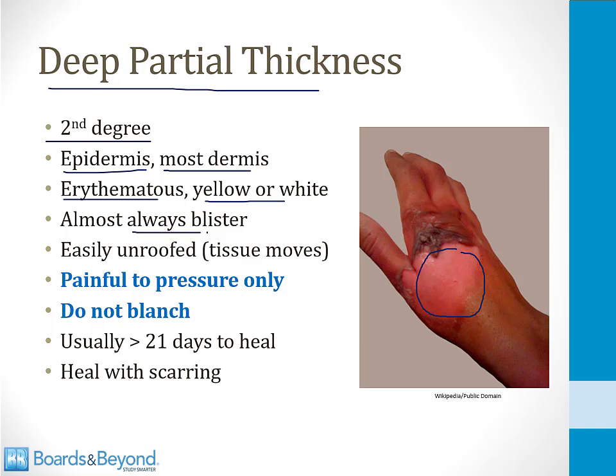These burns almost always blister, but the blisters are often easily unroofed and the tissue can move. So for example, if you look on the screen here, you can see the blister of this burn. The tissue has been pushed aside from the burn injury area.